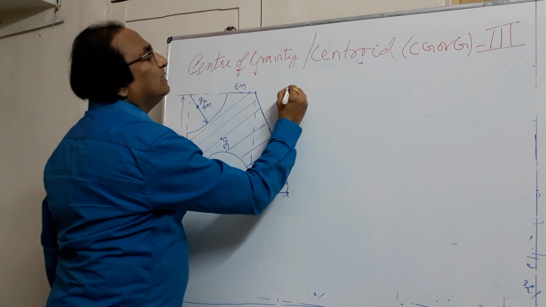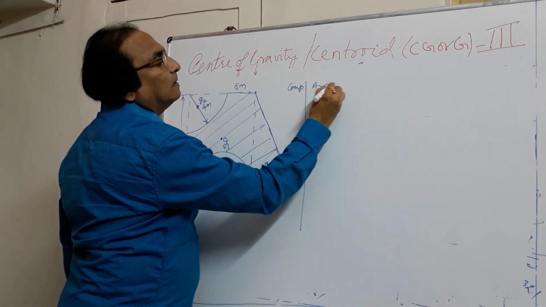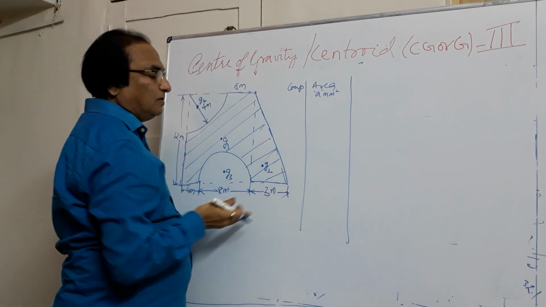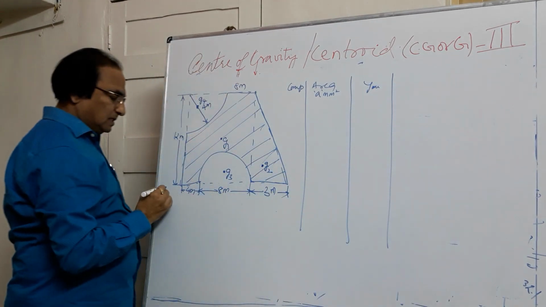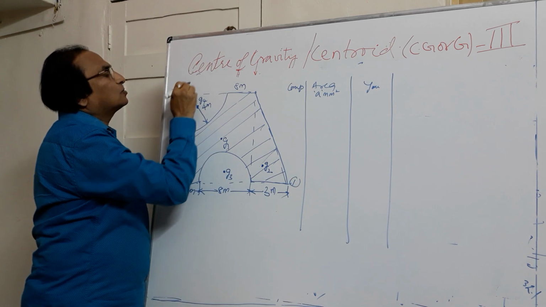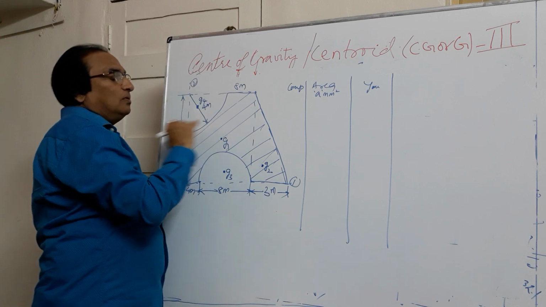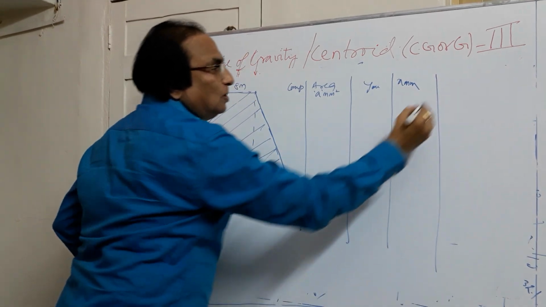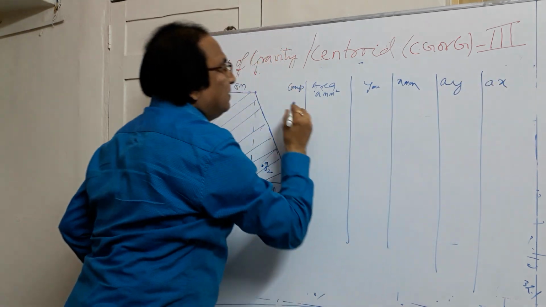So for that again we need a table. Component, area, we need the distance of the centroid from 1-1, so this will be y in mm. Then the distance of the centroid from 2-2. Suppose I take this as the 1-1 reference axis and this as the 2-2 reference axis, then the distance from 2-2 will be x in mm. Once you know these two, you can find out AY and AX. Again 6 columns we are using.